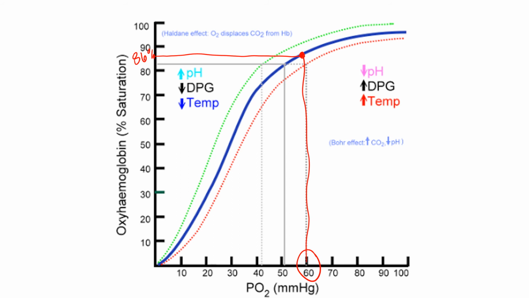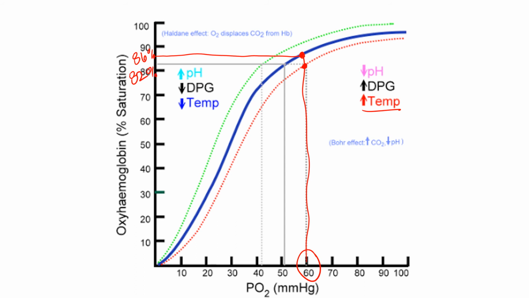Let's say that you are outside working, exercising on a hot day. That's going to increase the temperature. Well, that will shift us to the right. That's that red dotted line to the right. Start with 60, come back up, but this time stop at that dotted line. When you come across, you'll notice that we've dropped. Let's say that's somewhere around 82%. So we have decreased the saturation.